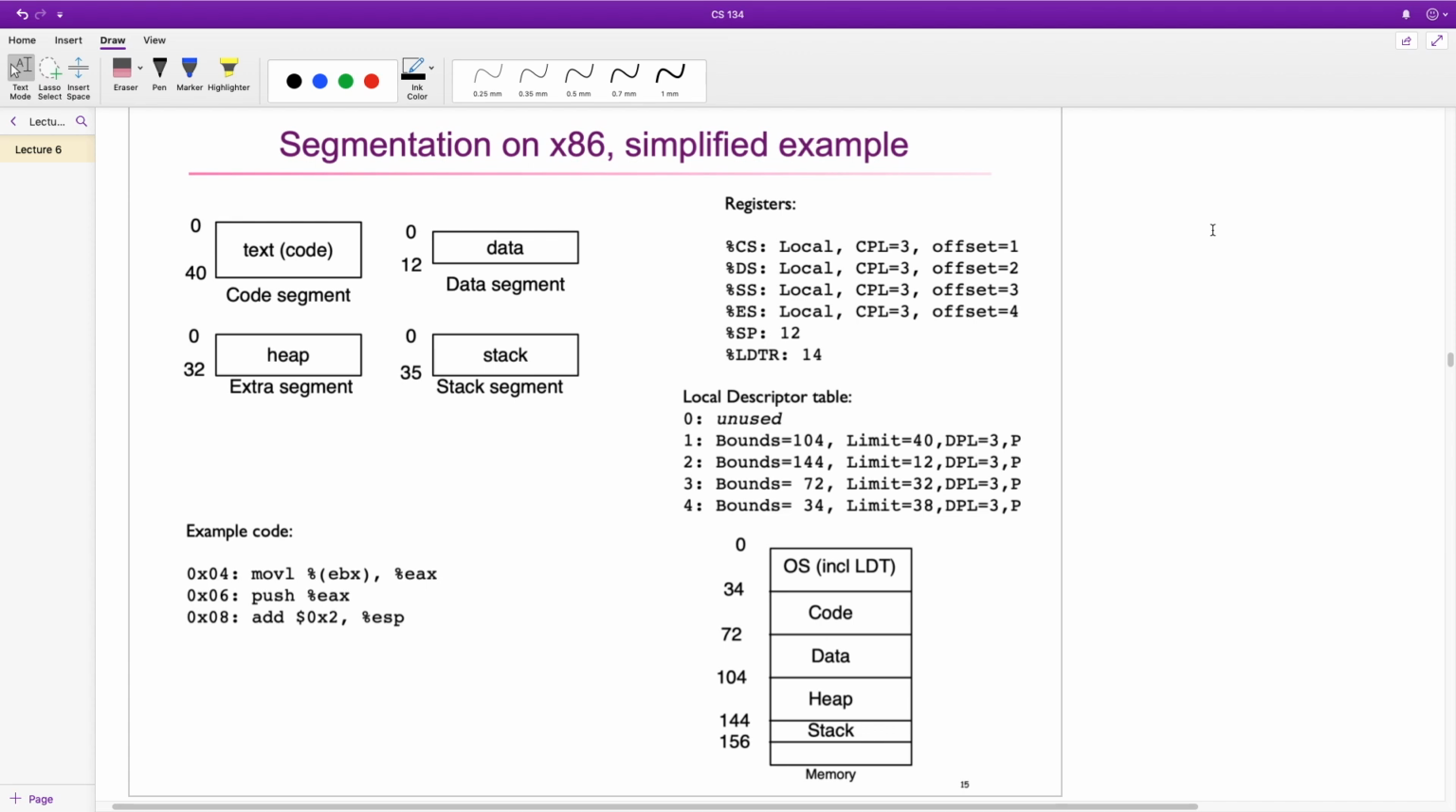We got a code segment with 40, it's very small, 40 bytes, a 32-byte heap, a 12-byte data segment, and a 35-byte stack. So the heap, we could use the extra segment for that, or we could use the data segment. And let's say this is the code we have, okay, starting from location 4. Oh, and in memory, the code, the data, the heap, and the stack are all contiguous in that order. And our bounds and limit are as we see in this table. They're all present. The DPL is 3, so we're allowed to run as user mode. And these limits should match what I have over there.